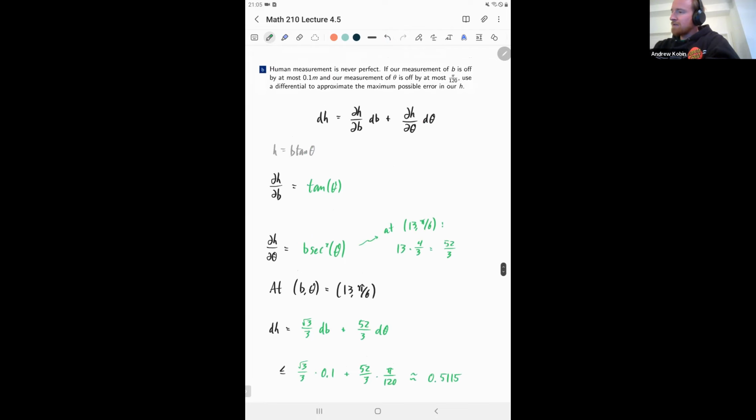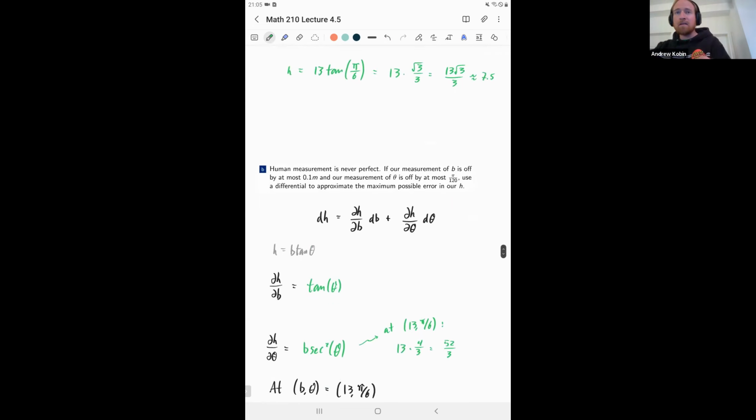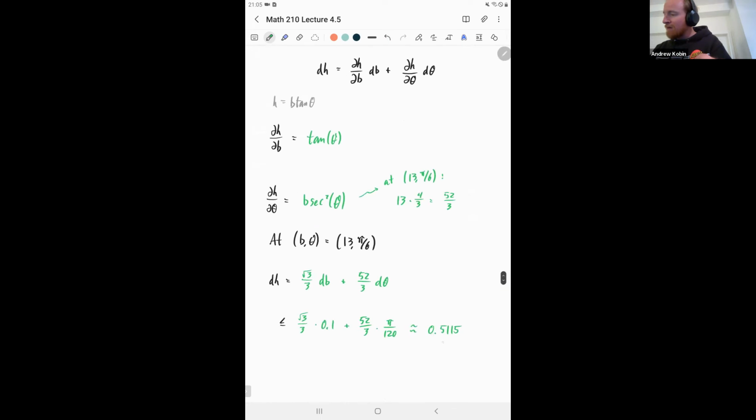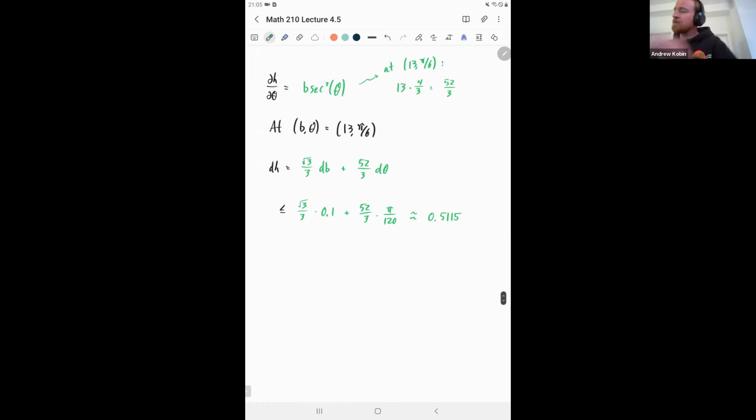So the true value that we got previously, using those estimated or observed values of b, 13 meters, and theta, pi over 6, was about 7.5 for the height of the pole. And we are certainly within 0.5115 meters of an accurate calculation. So the height of the pole is in the interval, it's definitely in the interval, let's see, 6.8. I'm going to be able to do this by hand. Probably not. My mental math is a little slow tonight.